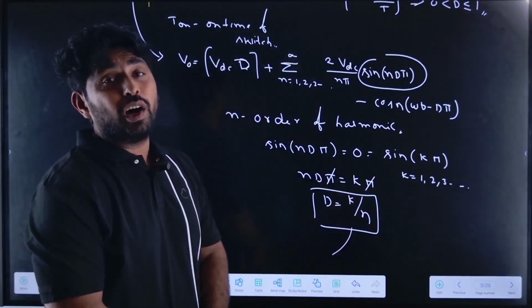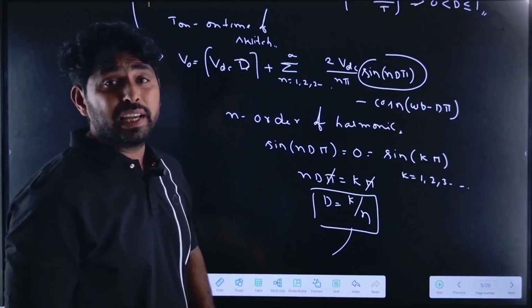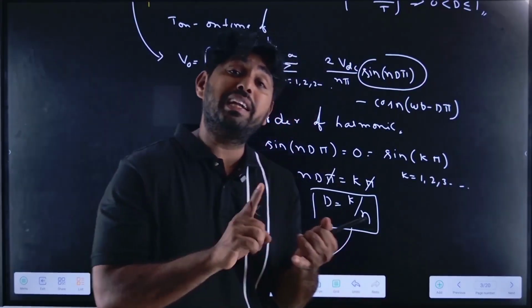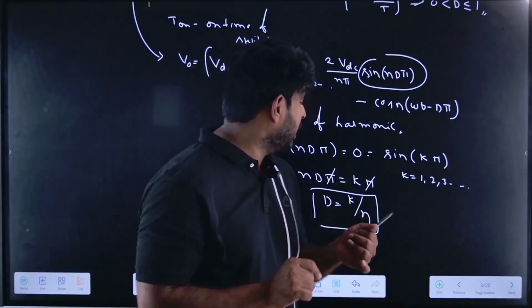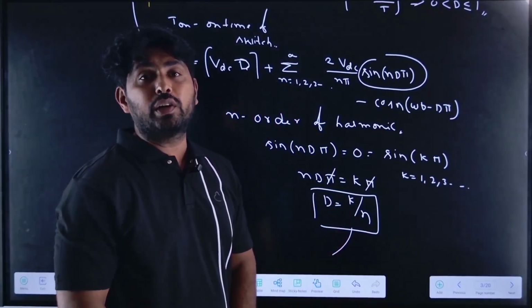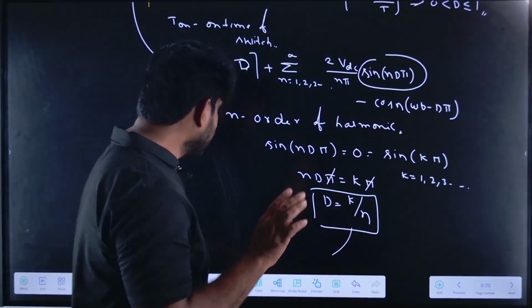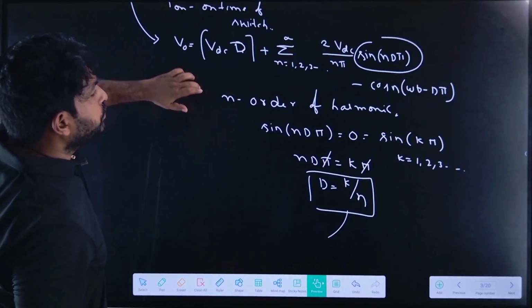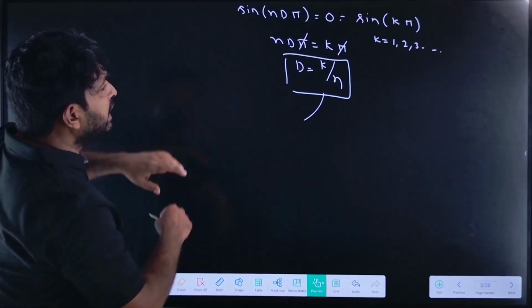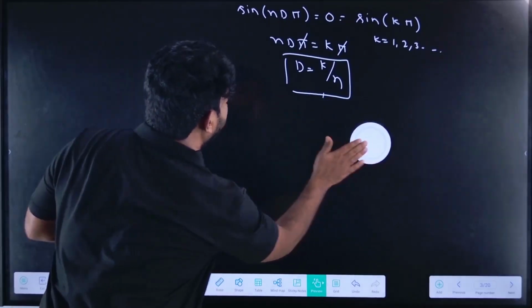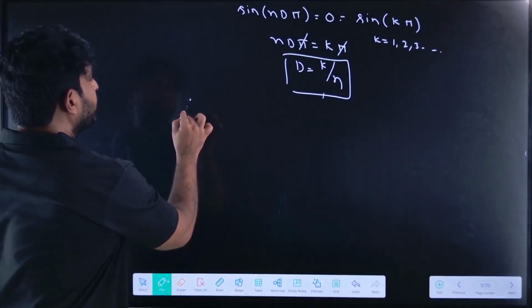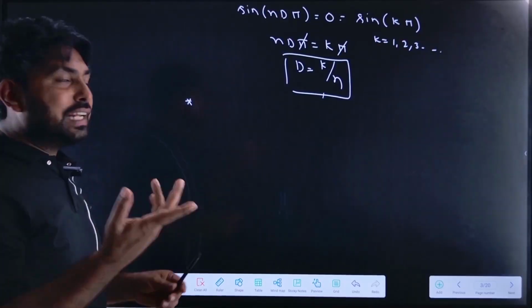Here n is the order of the harmonic. So to eliminate the nth harmonic, that is a particular harmonic, the duty cycle should be equal to k by n. Let us see one example here so that you can understand clearly. Don't have any doubt, just clarify every doubt. So now let us take one question.